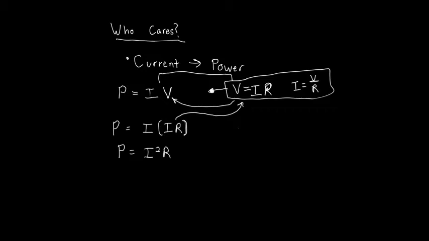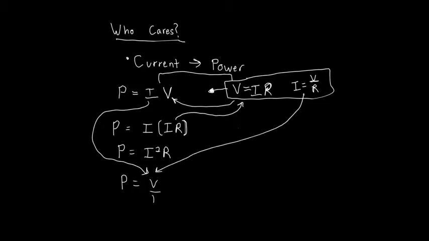I could also plug in for the current. So I want to plug in I equals V over R. I'm going to plug that in for my I. And I get P equals V over R, and I multiply that times a V. And that's going to give me another equation for power. P equals V squared over R. So now I have three equations for power.